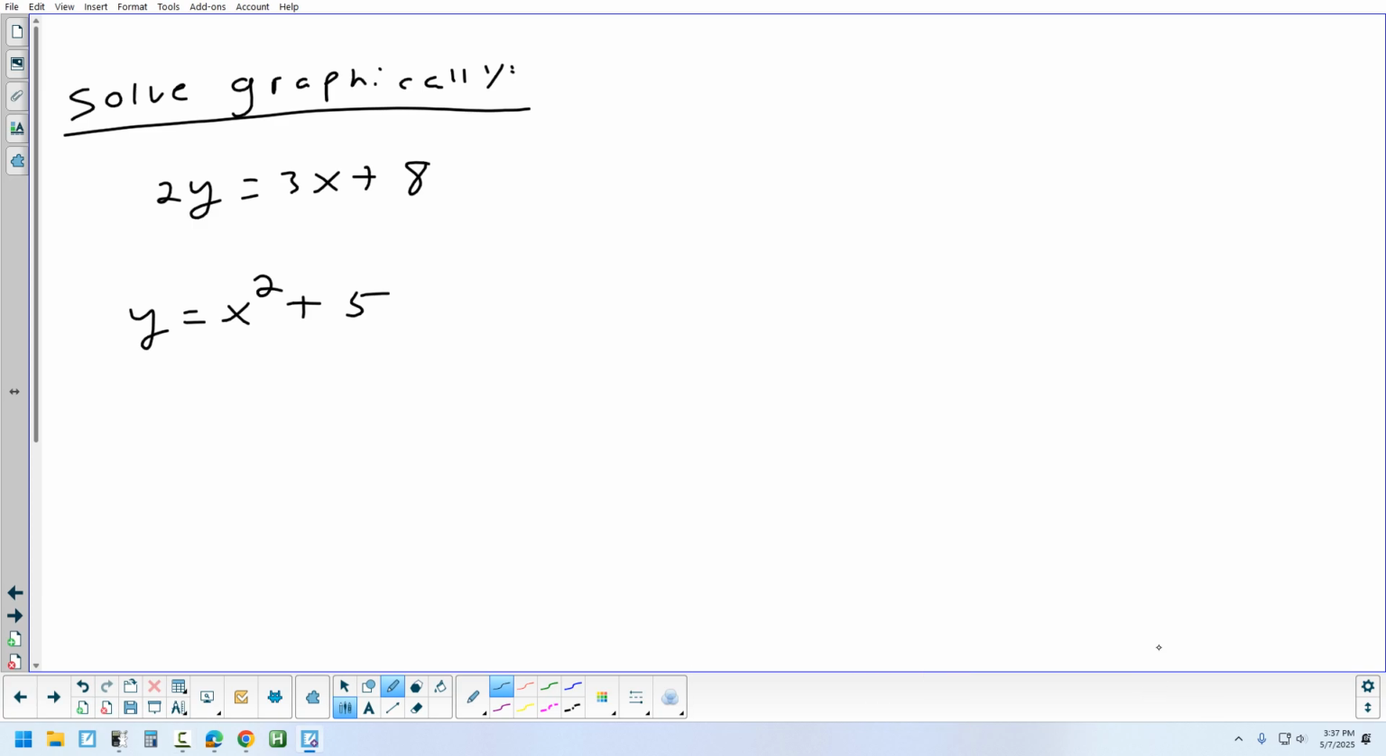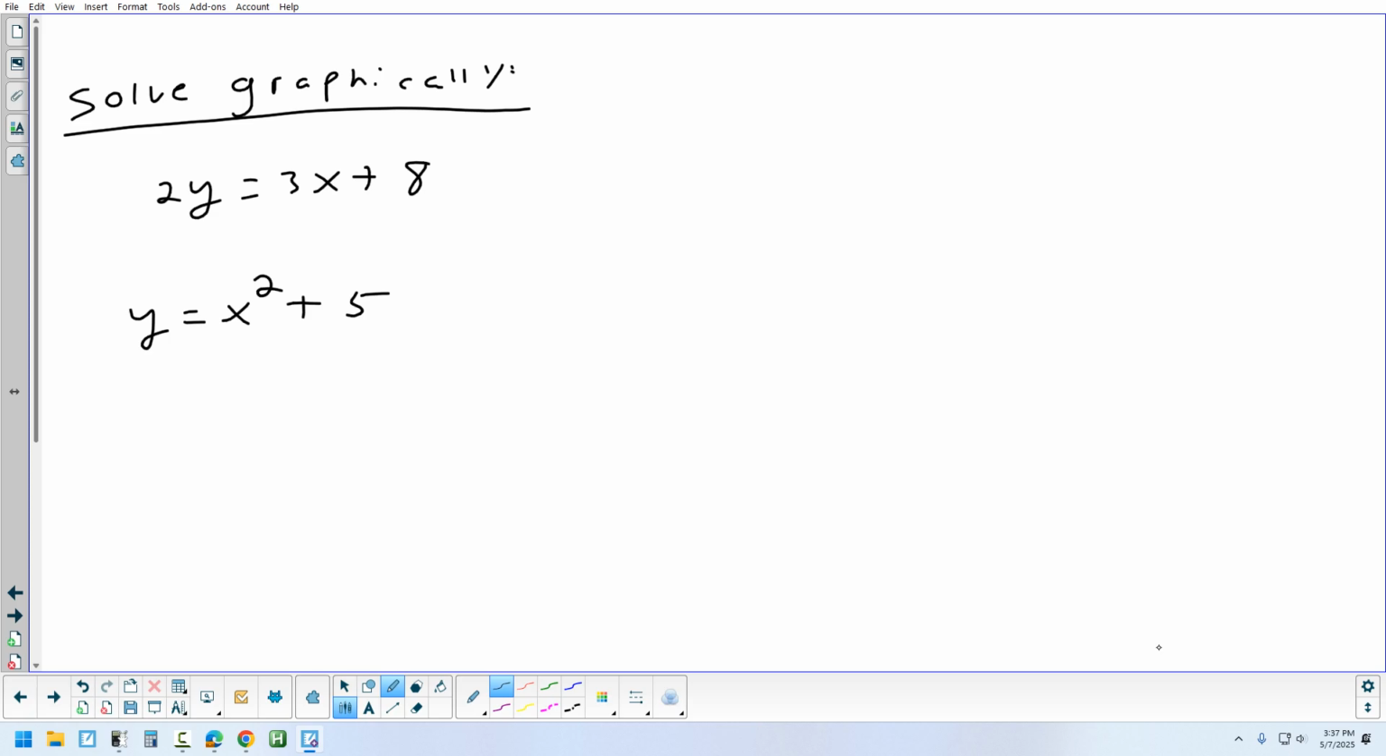All right, the next question is solving this system graphically. When we graph a system and we're looking for the solution, what are we looking for on the screen? The points where the lines cross. Right, we're looking for the intersection points, whether it's 1, 2, 3, just looking for where they cross.